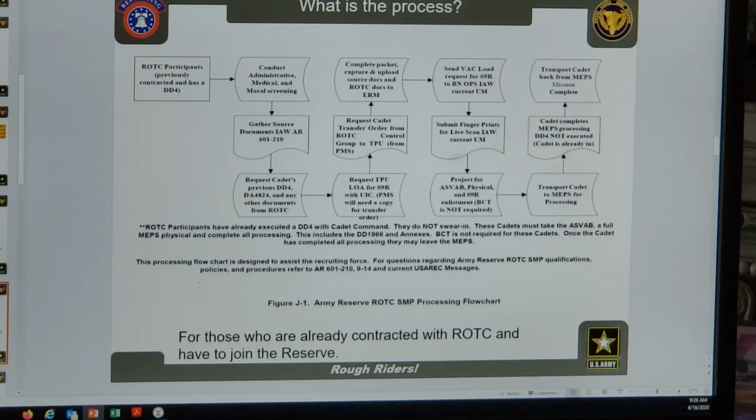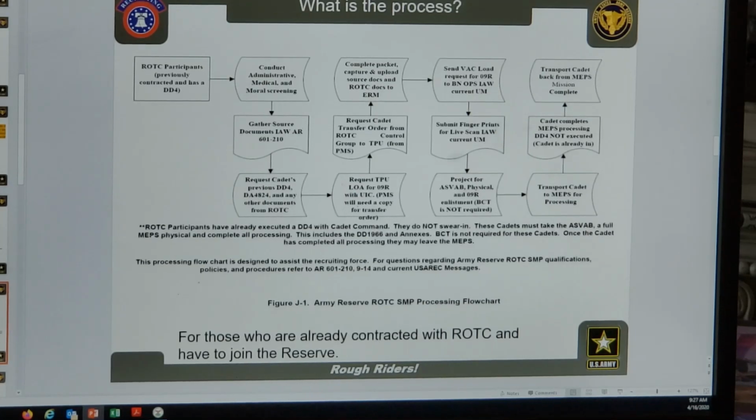Fingerprints, obviously, probably should have done those earlier. The fingerprint thing, I don't know why it's so far back in this process, but you guys know when to do fingerprints. Project for ASVAB. Again, they've got to have an ASVAB on record. They can have a 31 QT, still going to be a GA contract at the end of the day. These people do not go to basic training, okay? Your contracted participants do not go to basic training, right?